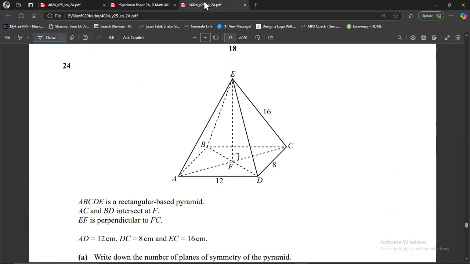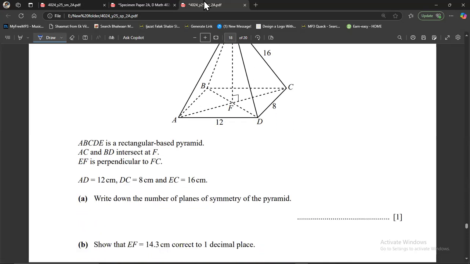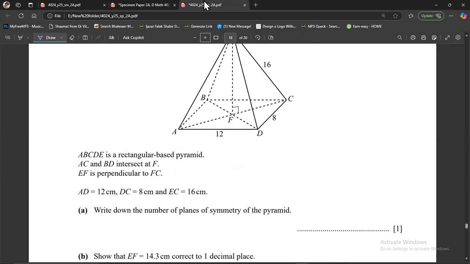Here we have question number 24. ABCDE is a rectangular based pyramid. AC and BD intersect at F. EF is perpendicular to FC. AD is 12 centimeter, DC is 8 centimeter and EC is 16 centimeter. Write down the number of planes of symmetry of the pyramid.